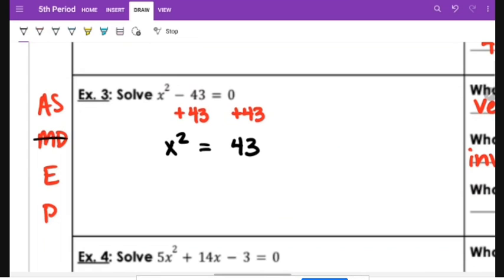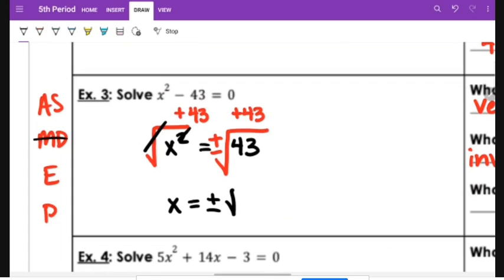Next, we undo exponents. We do have an x squared. We'd like to get rid of that square. So we undo it by square rooting both sides. When we do that, we get that weird plus or minus thing showing up. So on the left-hand side, the square root and the square cancel, leaving us with just an x. And on the right, we have a plus or minus square root of 43.